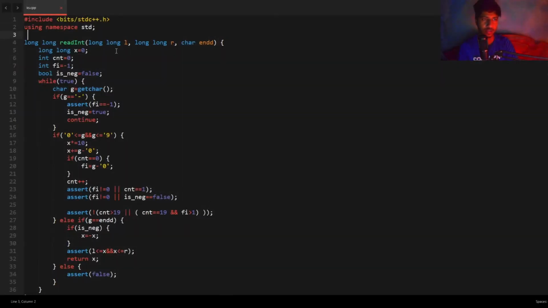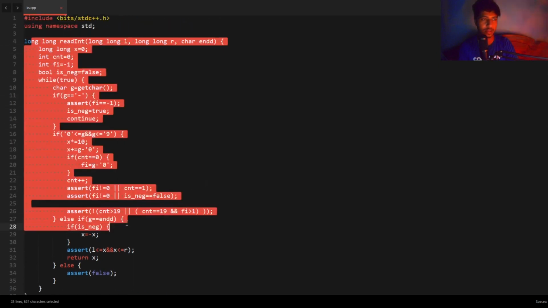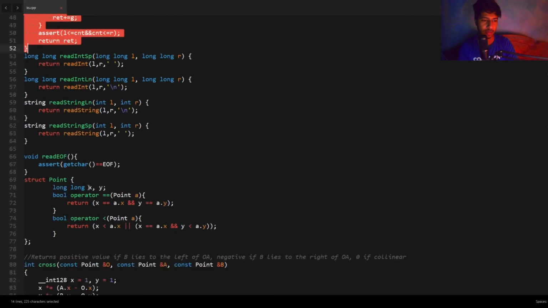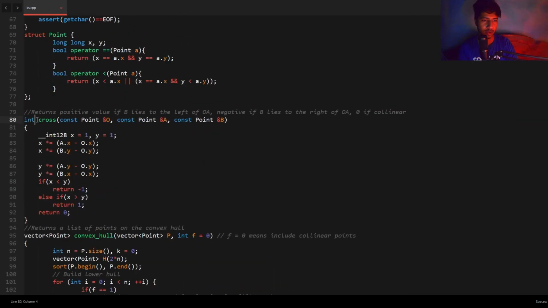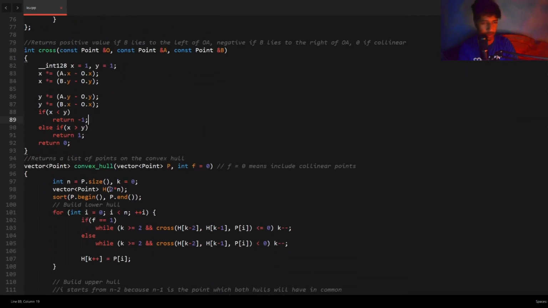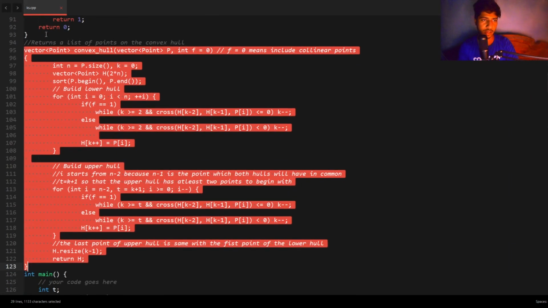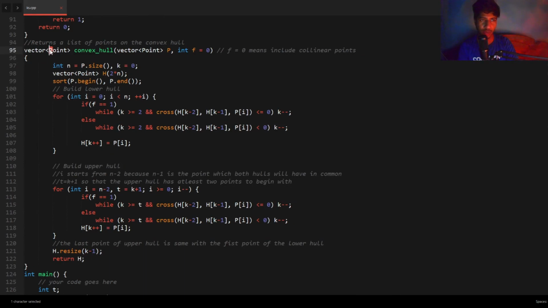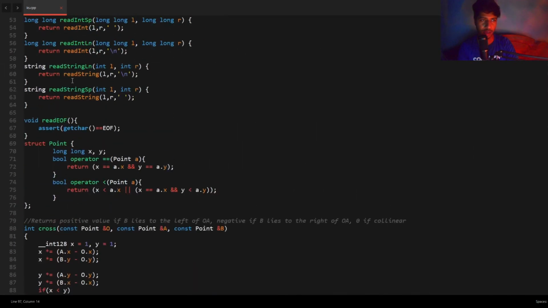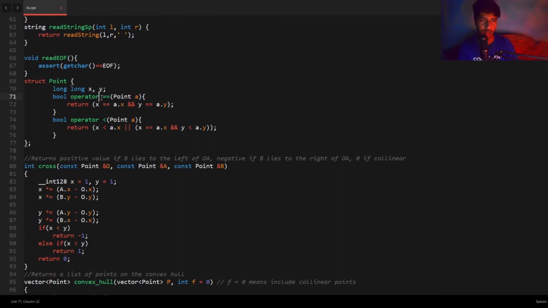So this is your tester's code. You can see all the asserts and everything here. This is just input, input, input, input. Cross product, I'll not explain. We have created a struct called point, which has our x, y, operator equal to, operator less than, and defines all of that. Hopefully you know C++.